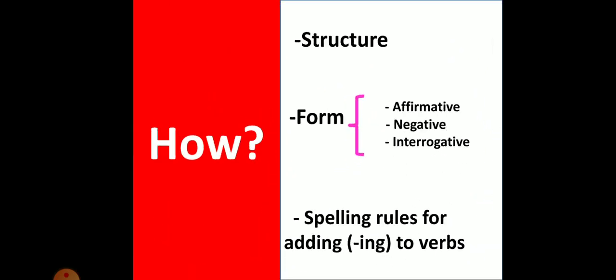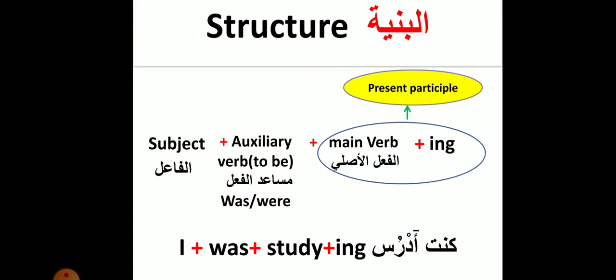How to use the past continuous. Here we are going to learn the structure, the three forms, affirmative, negative, and interrogative, and the spelling rules for adding ing to verbs. So let's see them. First one is the structure. The subject plus the auxiliary verb was or were, it depends on the subject, plus the present participle, or the main verb plus the ing. Subject plus auxiliary verb to be plus present participle. For example, I was studying.